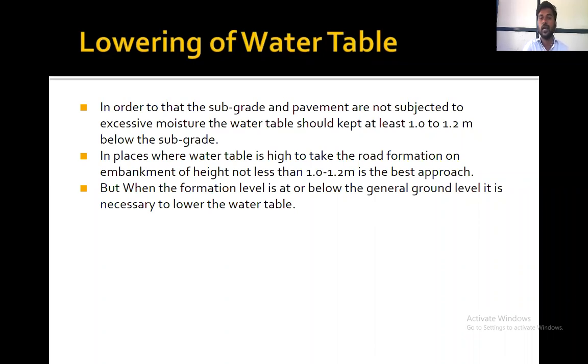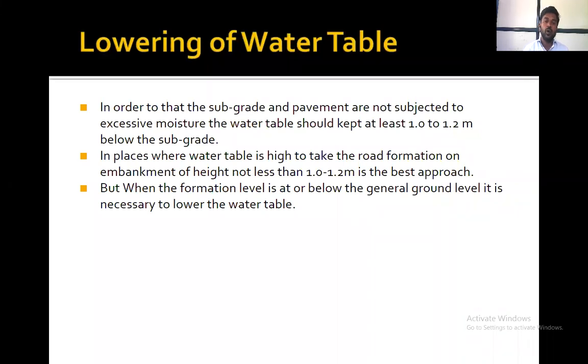In order that the subgrade and the pavement are not subjected to excessive moisture, the water table should be kept at least 1 to 1.2 meter below the subgrade. Okay. So before laying the road, we have to understand at what level the water table is. And our subgrade soil should be 1 to 1.2 meter above the water table. Okay. So whatever the distance is between the soil and the water table, it should be at least 1 to 1.2 meter.